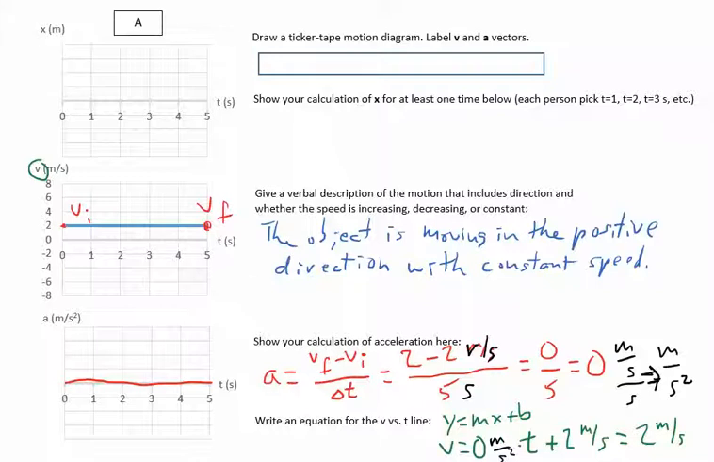Now, going up to the top part here, I'm asking you to make an x versus t graph and also draw a ticker tape motion diagram, label v and a vectors. So I'm going to show that it's moving in the positive direction with constant speed. So I'm going to draw these equally spaced. They're not getting faster, it's not getting slower.